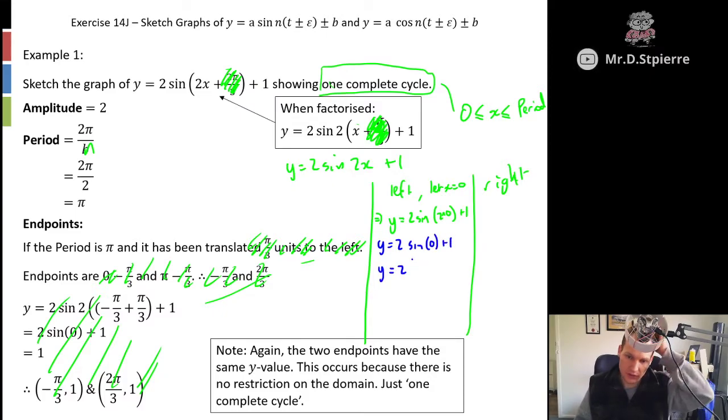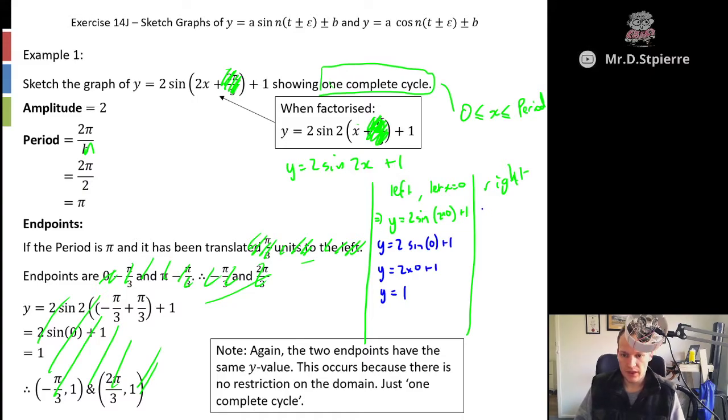Now sine of 0, that's the vertical component of an angle at 0 degrees, while 0 degrees is straight across, it has no vertical side, so that'll be 0. 2 times 0 plus 1. Y is equal to 1.